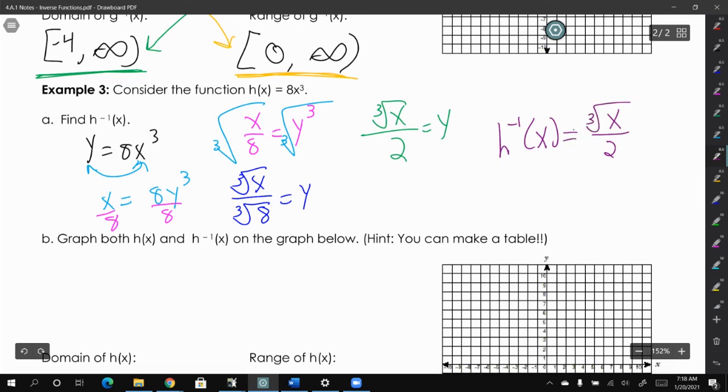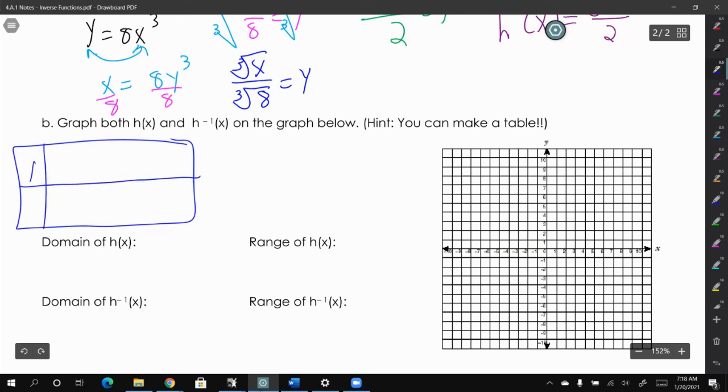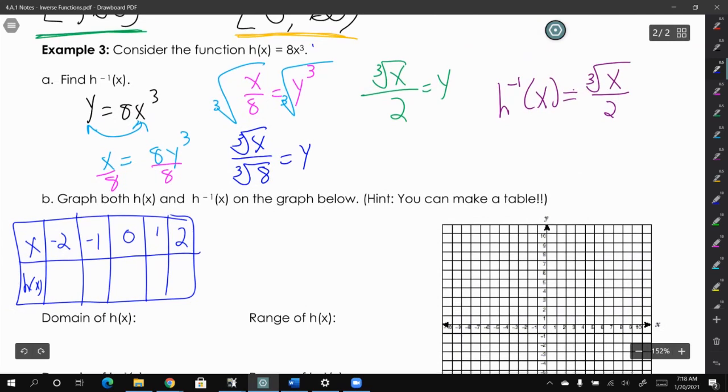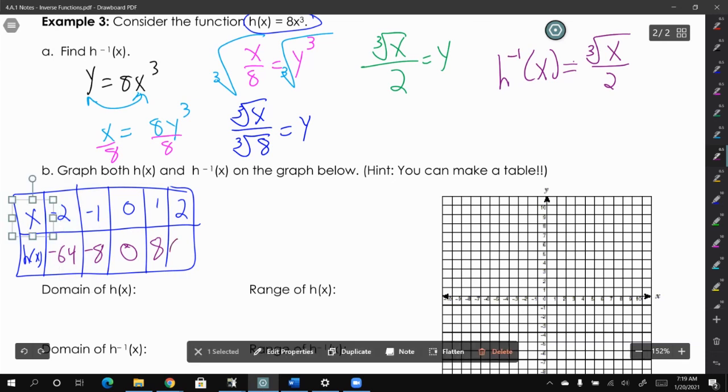So when we graph that, and yes, we haven't graphed a cubic function or a third power function before, but we can still make a table for that. So I'm going to make a table: x and then h of x, and I'm going to use -2, -1, 0, 1, and 2. I'm going to plug those x values in for h of x, my original function. When I type those into the calculator, when I plug in -2, I get -64. When I plug in -1, I get -8. When I plug in 0, I get 0. When I plug in 1, I get 8. And when I plug in 2, I get 64.